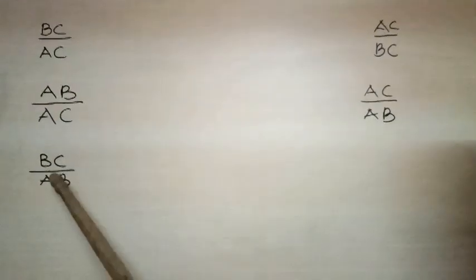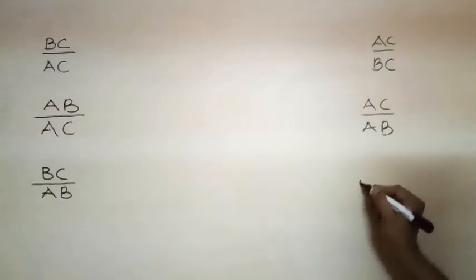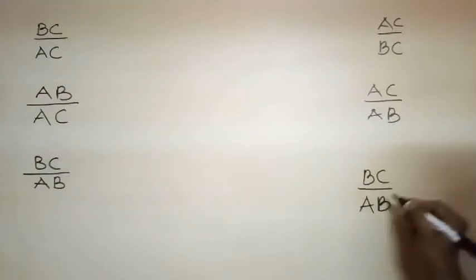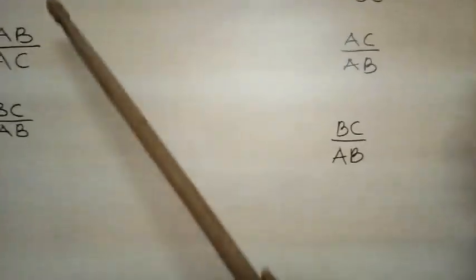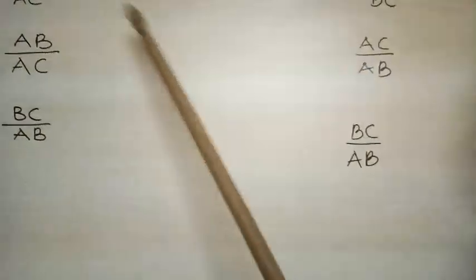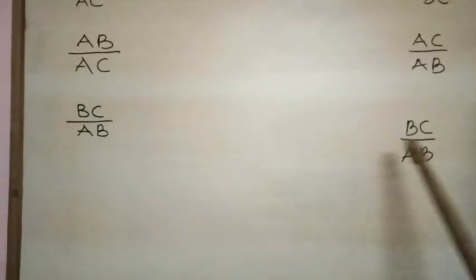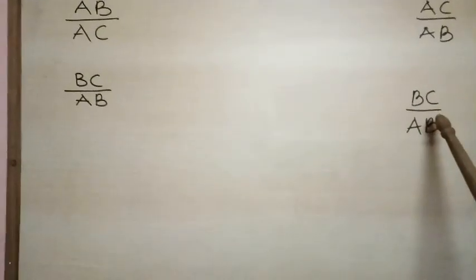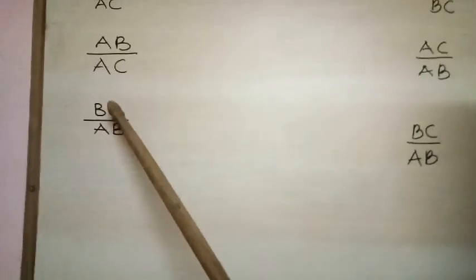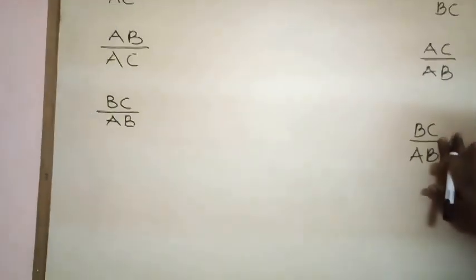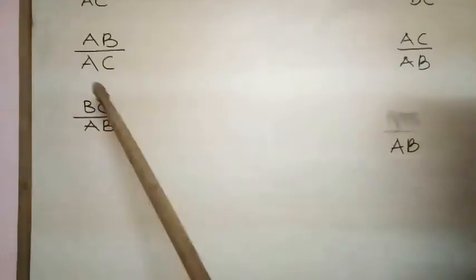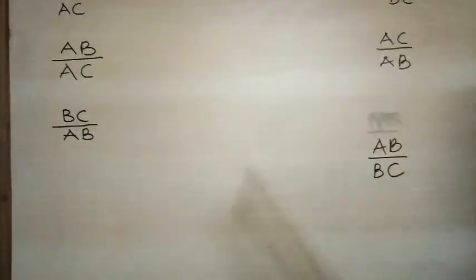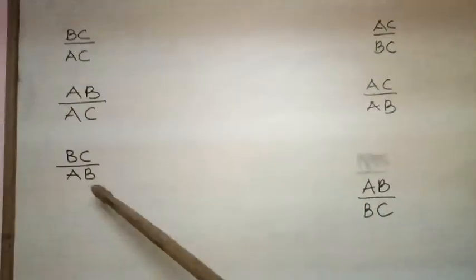We may write a multiplicative inverse of this also, that is BC by AB. The multiplicative inverse of BC by AB is AB by BC. Here these are the multiplicative inverses of these three ratios.